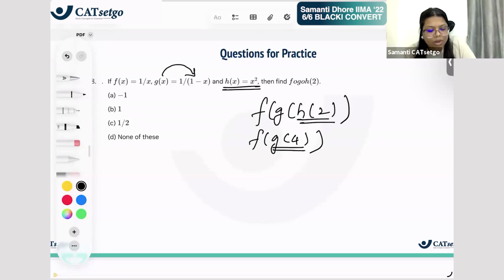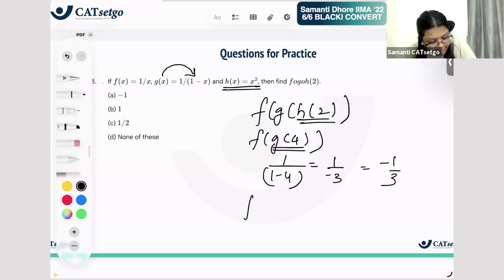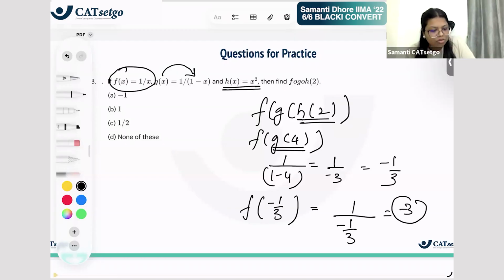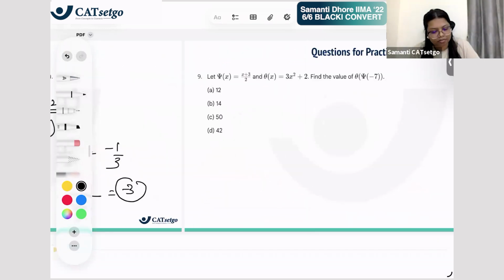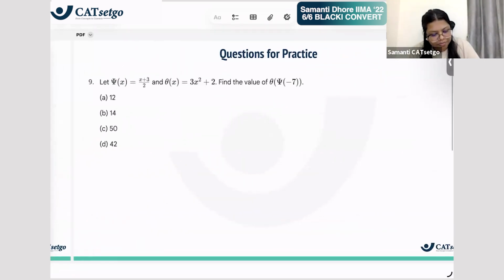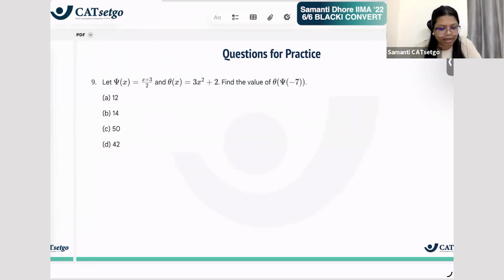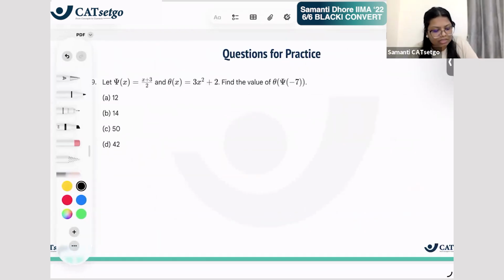What is G of x? 1 divided by 1 minus x. So this will be 1 divided by 1 minus 4, which is 1 by minus 3, which is minus 1 by 3, right? So then you have to find f of minus 1 by 3. Now f of x is 1 by x. So f of this will be 1 divided by this, which is basically minus 3. So minus 3 will be your answer, which is none of the above. Okay, chalo, good, very good, proud of you, all of you all. ये सेम कॉम्पोजिट फंक्शन का क्वेश्चन है, ट्राई करो, कर लिया होगा तो आंसर बताओ.